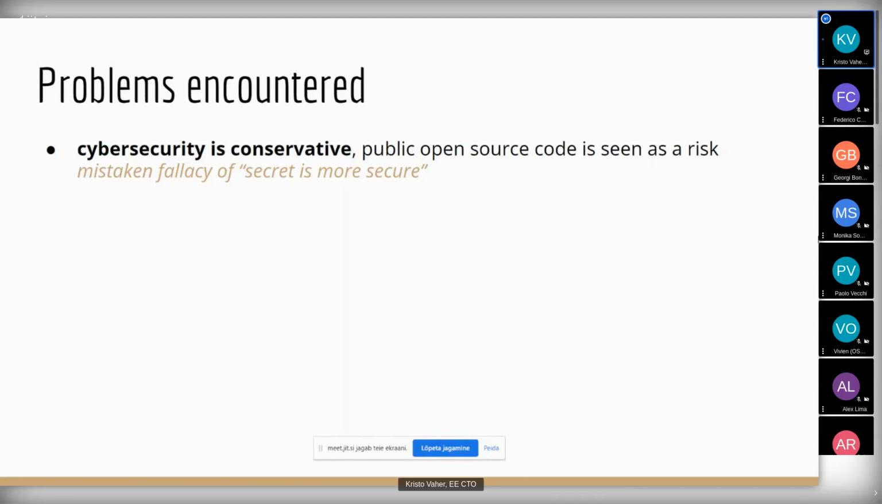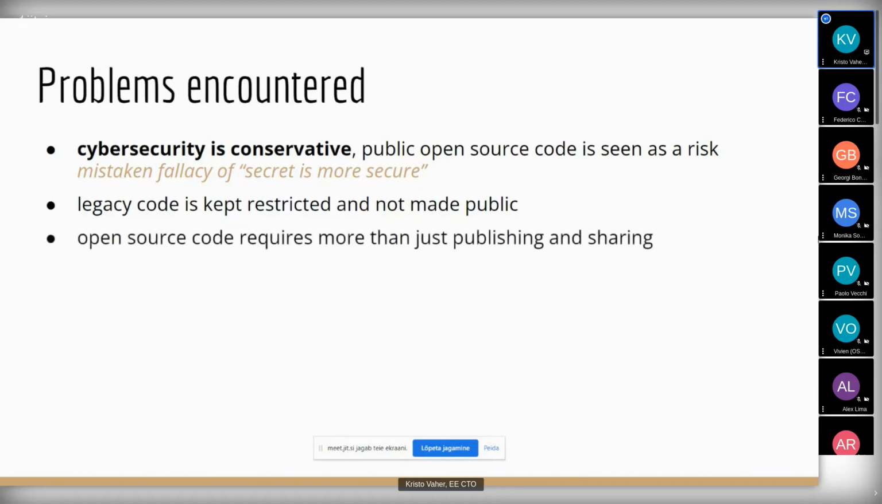But a principle that it could be made public is something that assures better security for the long term. Legacy code is kept restricted and not made public. This is understood. If you go retroactively and want to make public stuff that doesn't have a proper governance model applied yet, then everybody is very, very conservative. Just taking code that is in an internal repository and making it public is an issue. And this is why a lot of the older information systems haven't been made public.